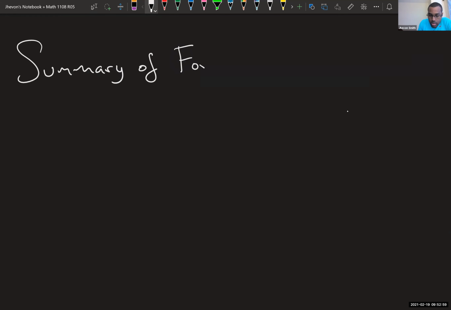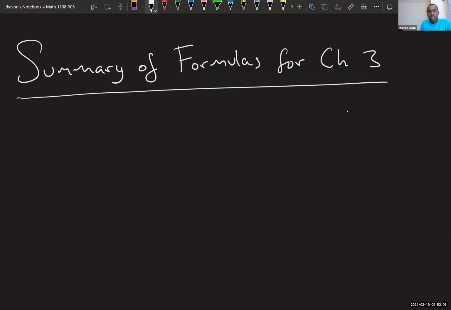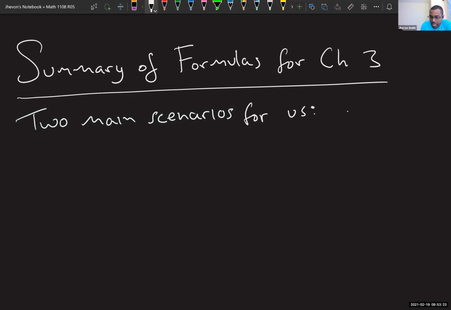Formulas for chapter 3. So we learned a bunch. So let's make sure that we understand when we use which. Two main concerns for us, two main scenarios for us. Life is more complicated, but for us, there are two general scenarios that we need to be prepared for.